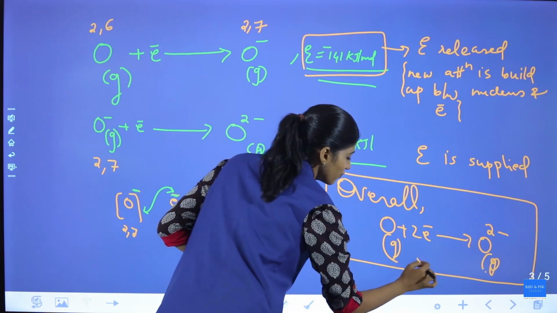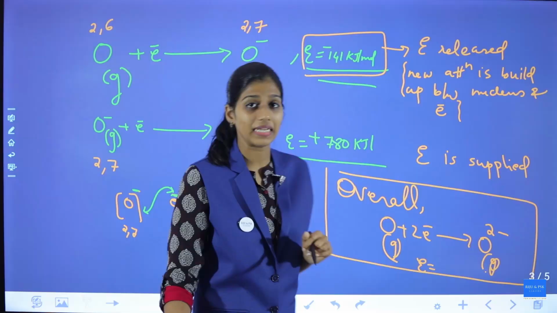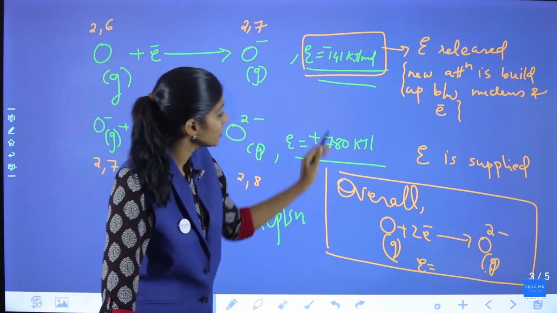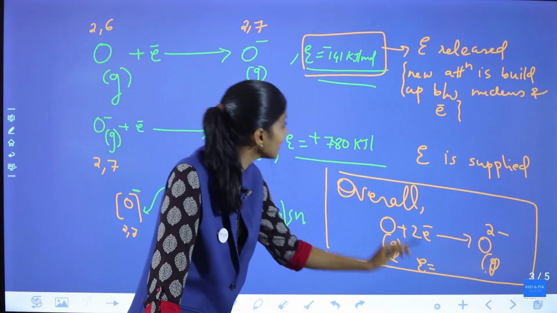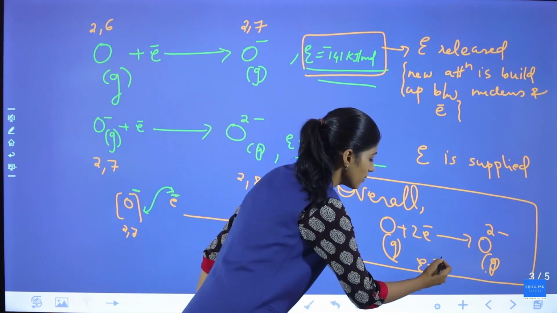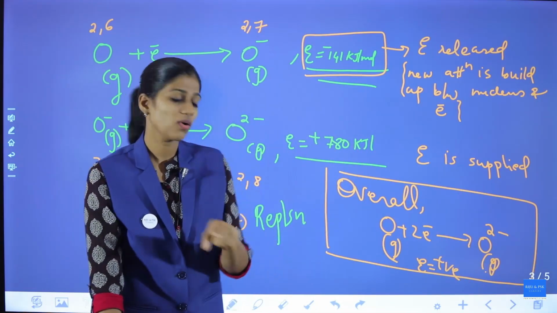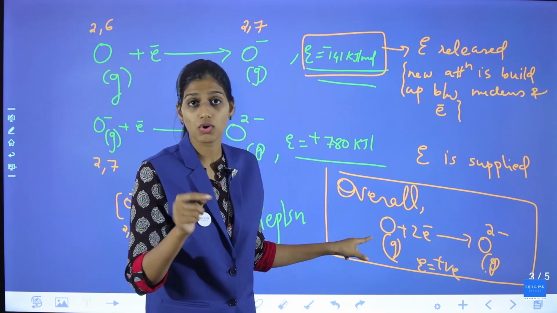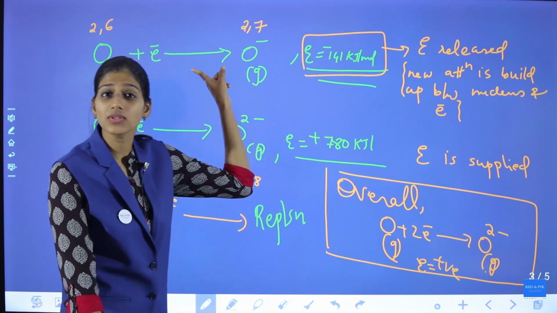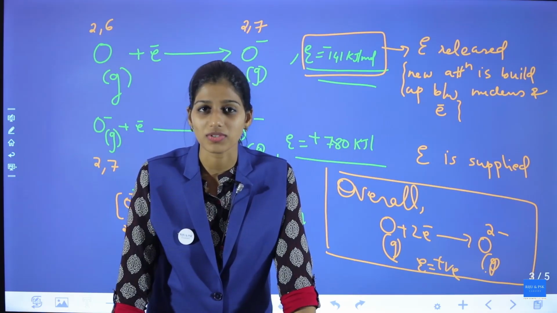And what is the energy for this reaction? Will the energy we are considering here be positive or negative? When two reactions are added, their energies should be added. So what is the energy you are getting? It is minus 141 plus 780, which will be positive. So the overall energy for the addition of 2 electrons to oxygen gas is positive. But the first electron gain enthalpy is negative and the second electron gain enthalpy is positive.